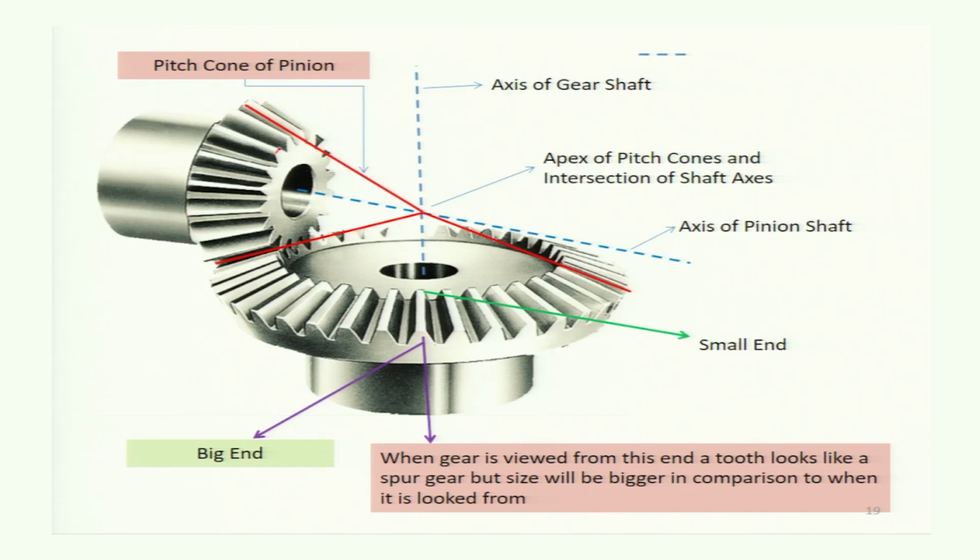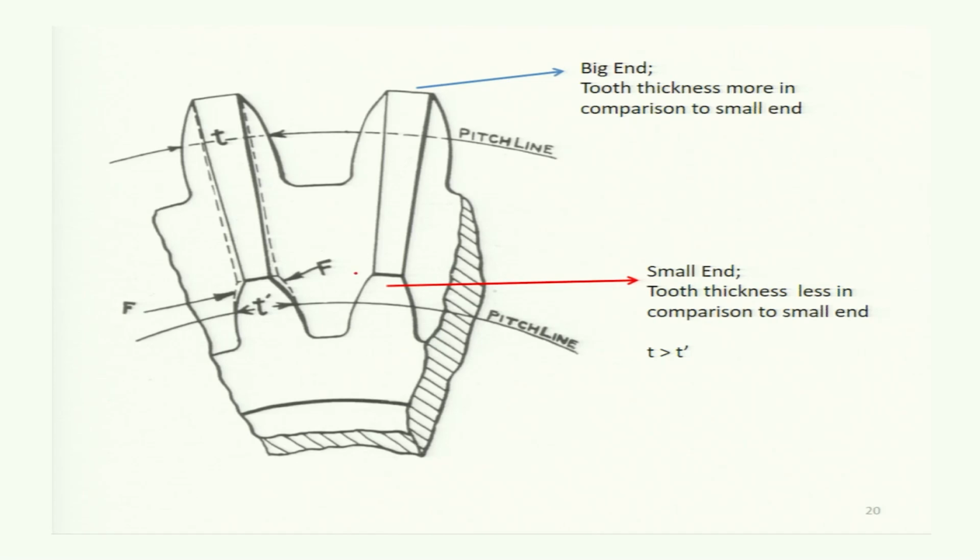Here if you see the gear tooth, it will look smaller, but at this end it is bigger. Similar is here. The gear tooth is bigger at this end, and at this end, seen from this side, it is smaller. The thickness is smaller, and that is visible in this figure. This is the small end of the gear. Tooth thickness is less in comparison to the big end. This is the big end, and you see the gear tooth is bigger, and the top land is not rectangular, it is tapered.